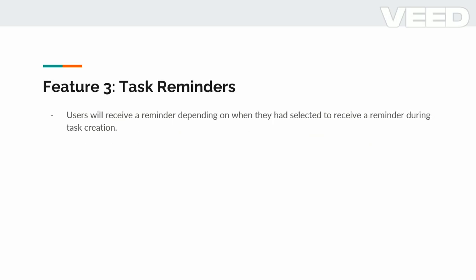The third core feature of the bot would be that the scheduler would run once through the task database daily. If the reminder date coincides with the current date, our bot will send out a reminder to the user of that task and prompt them of the upcoming deadline of that specific task.